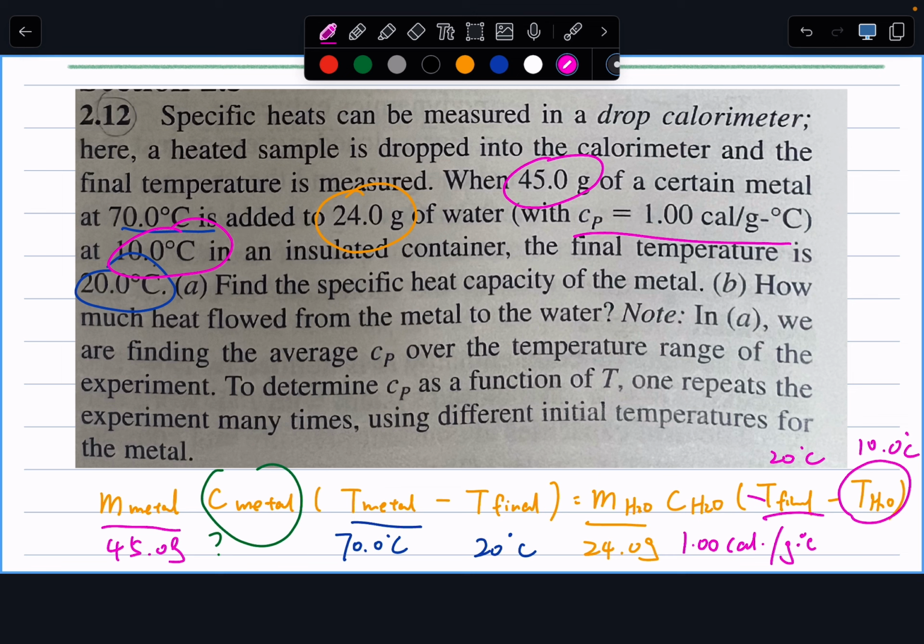And now let's look at this equation. Well, the only thing unknown is what we're looking for, the specific heat of the metal. And we can solve for a numeric answer here. Right. And the amount of heat transferred is just everything multiplied together.